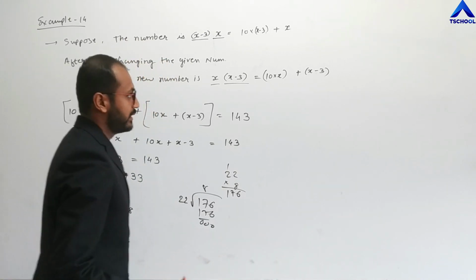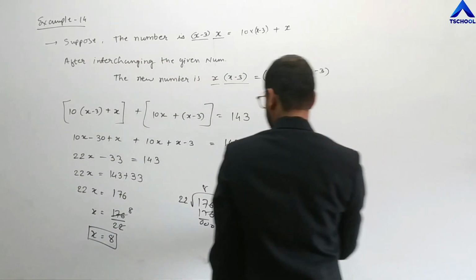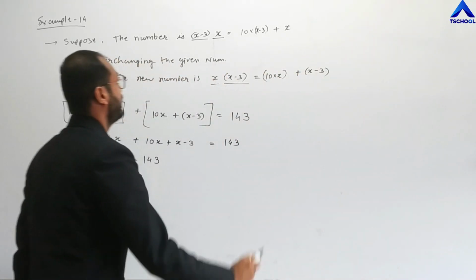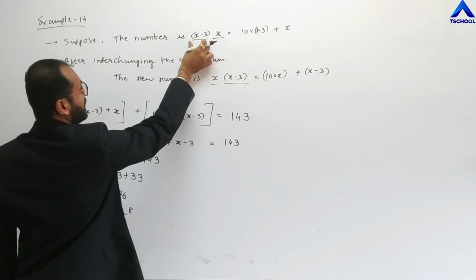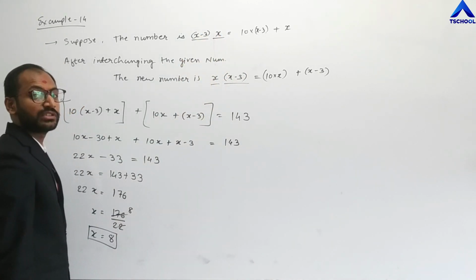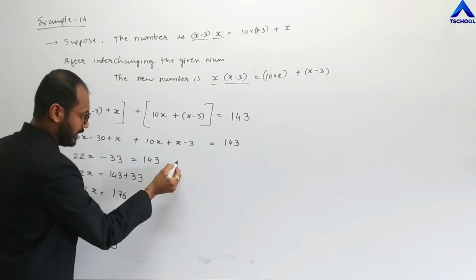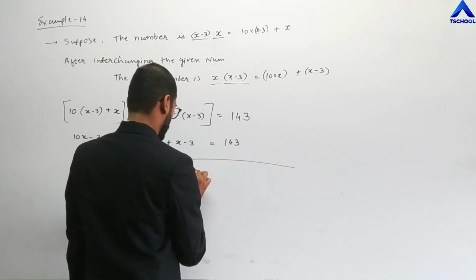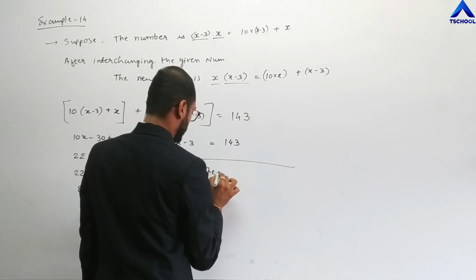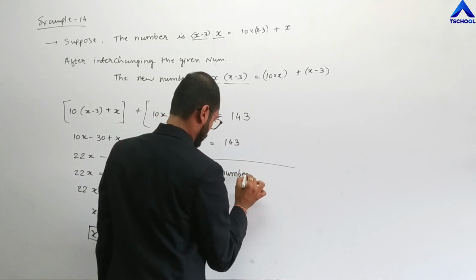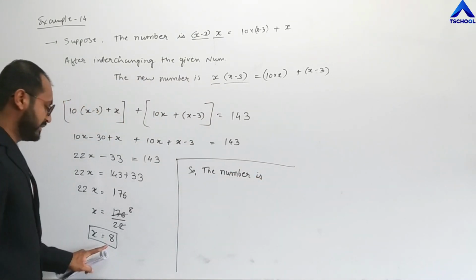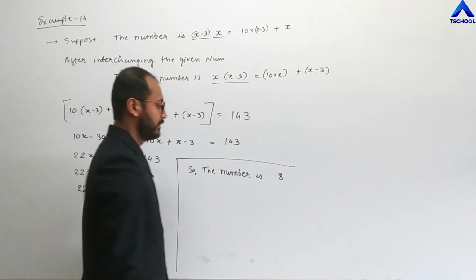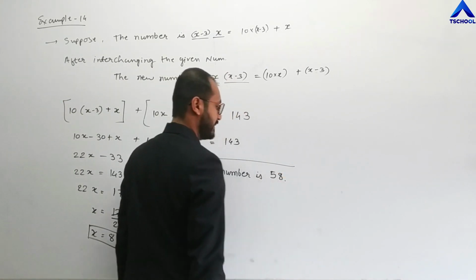So let me put this given value in the number. According to our supposing number, we are supposing that the unit place is x and the tens place is x minus 3. Clear? So here the number is, unit place is 8 and 8 minus 3, that is 5. So our answer is 58.